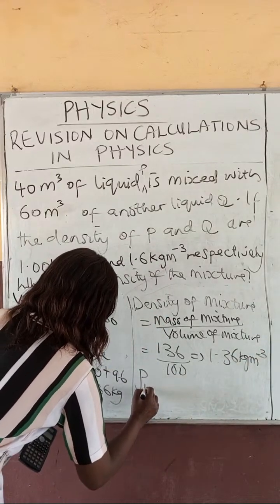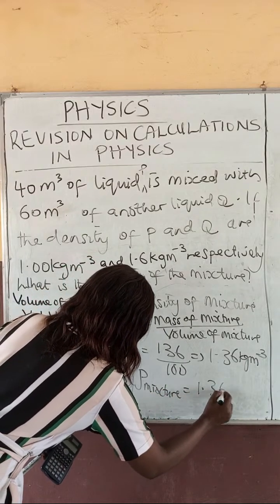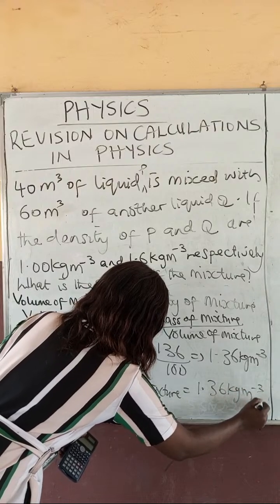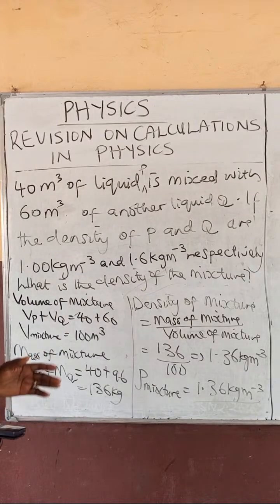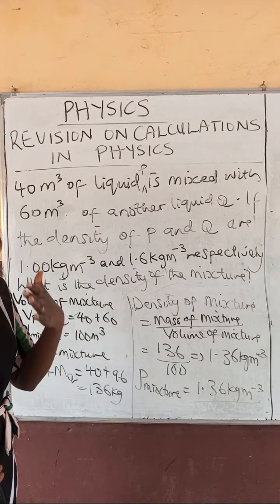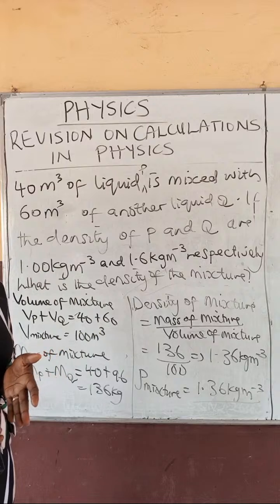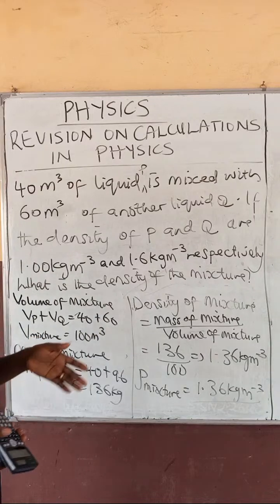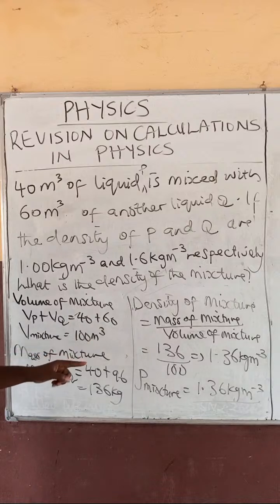So the density of the mixture is equal to 1.36 kilogram per meter cube. Now let me explain. I've already gotten the individual masses of liquid P and liquid Q, right? Now it leads me to get my sum total, or the mass of the mixture, and the volume of the mixture. So what I did was to add them together. The volume of the mixture is Vp plus Vq, that is 40 plus 60, which is going to give me 100 meter cube.